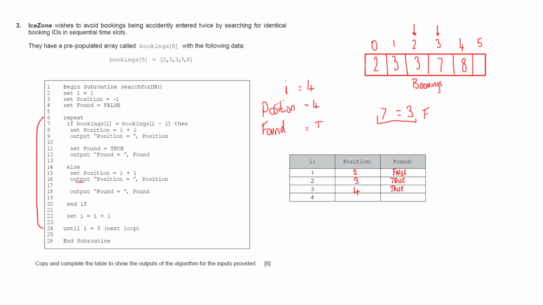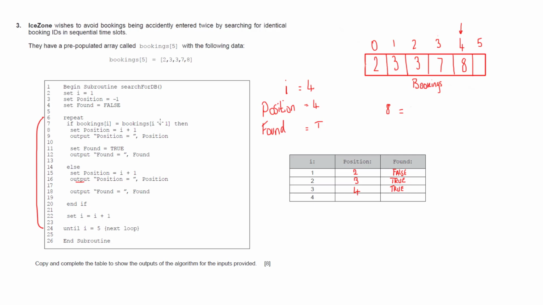Line number 24, do the condition again. Is I the same as 5? It's not. I is 4. 4 is not the same as 5. So we jump back up to the repeat and we continue on line number 7. And we say, what is inside the bookings array at the position of I? And that is, I is 4. So that means 8 is what we're looking at. That's the element.